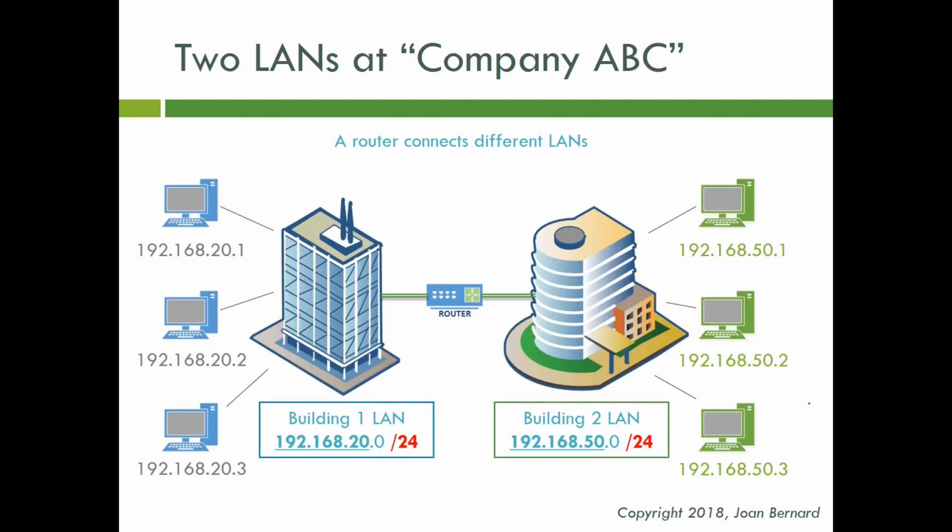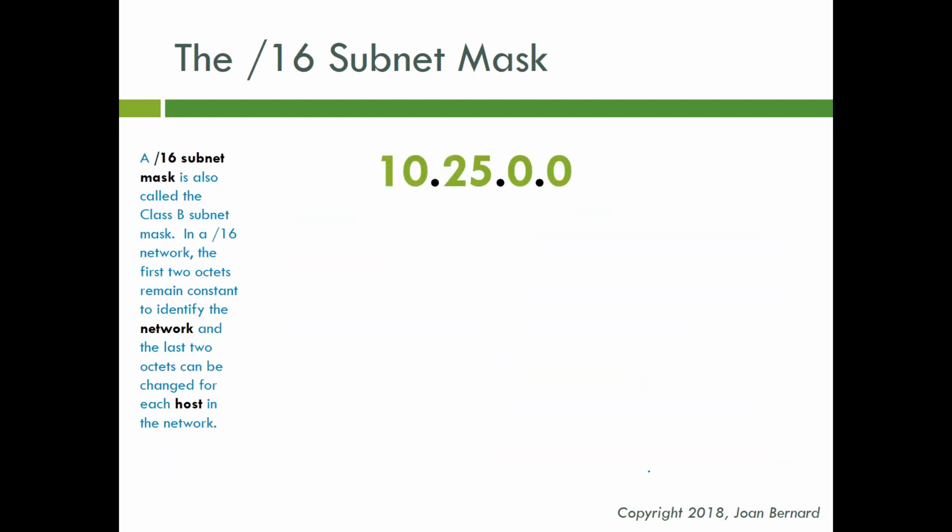If we take a look at our previous example, the correct way of displaying the network IP would be to include the /24 notation after the first IP address in the range. Now let's take a look at another subnet mask. The /16 subnet mask is also called the Class B subnet mask. In a /16 network, the first two octets remain constant to identify the network, and the last two octets can be changed for each host in the network.